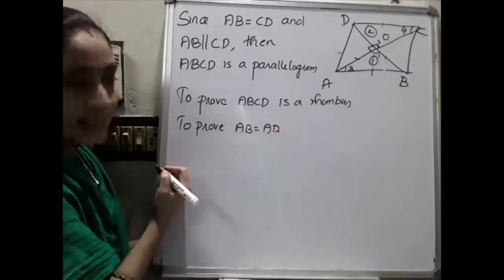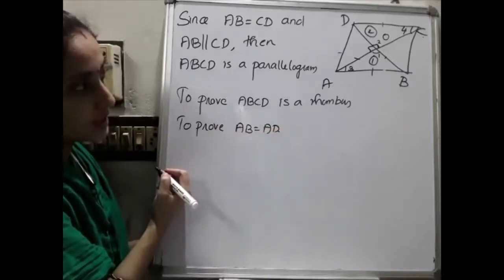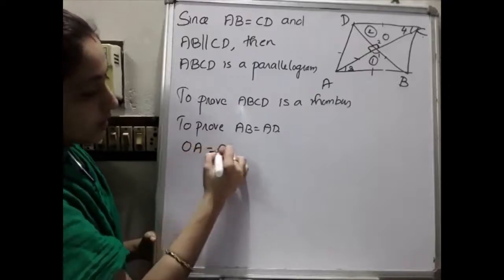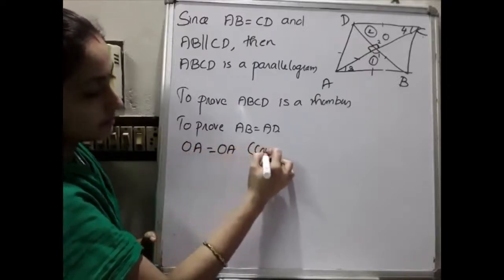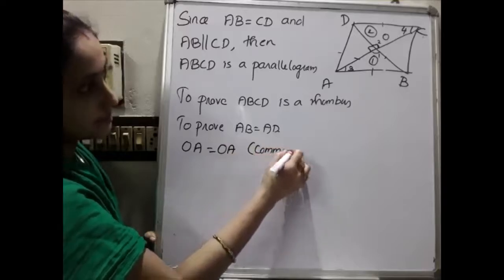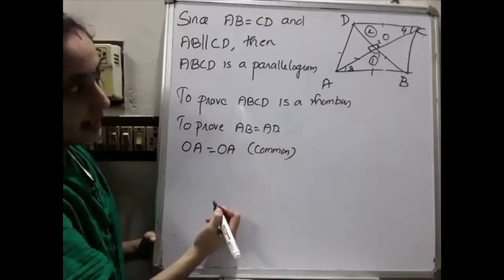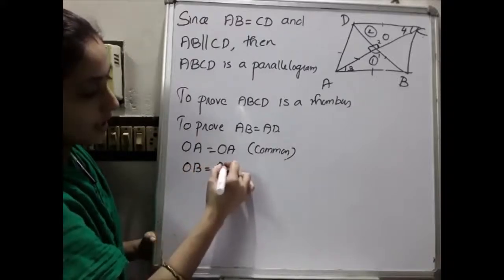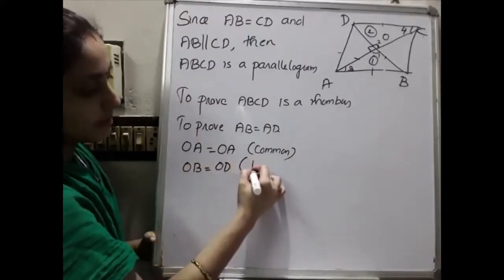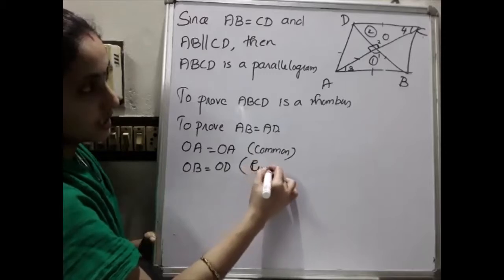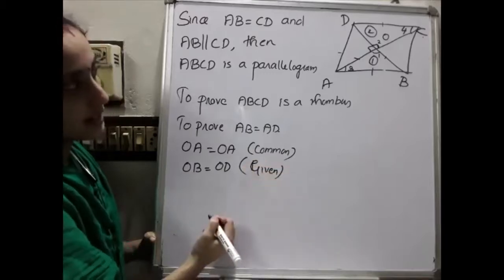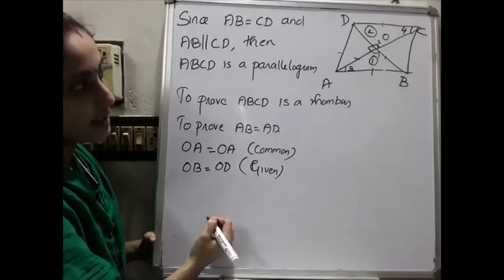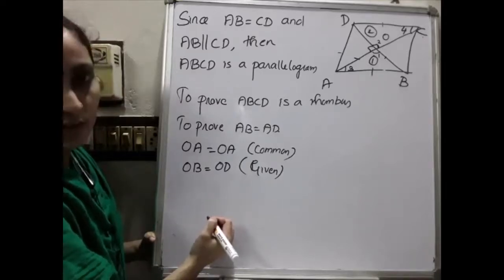For that purpose, again we are applying the congruence. Can you say the congruence? Yes, OA is equal to OA, common. Then another one. Yes, OB is equal to OD. What is the reason? Given condition. Then, is there any other common side? Already we said. Then angle you can write.